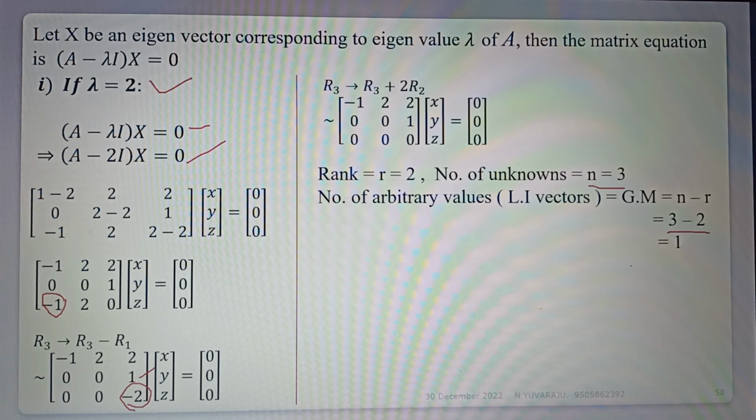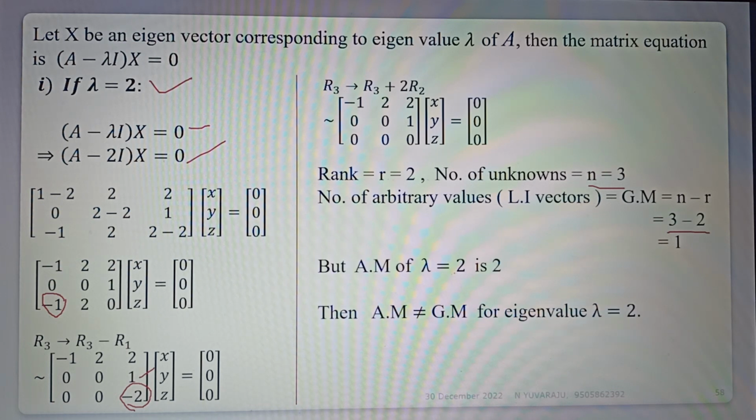Next, there is no procedure. Stop the procedure here, because the given matrix is not diagonalizable. AM of lambda equal to 2 is 2, AM is not equal to GM for the eigenvalue lambda equal to 2. And if for at least one eigenvalue AM is not equal to GM, then the matrix is not diagonalizable. That is, the given matrix A is not diagonalizable. Okay, now this is about diagonalizable matrices.